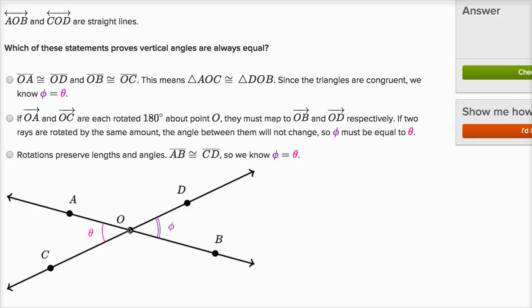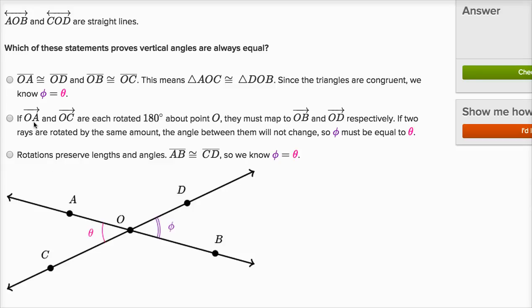If ray OA and ray OC are each rotated 180 degrees about point O, they must map to OB and OD respectively. If two rays are rotated by the same amount, the angle between them will not change, so phi must be equal to theta. So this is interesting. Let's just slow down and think about what they're saying.